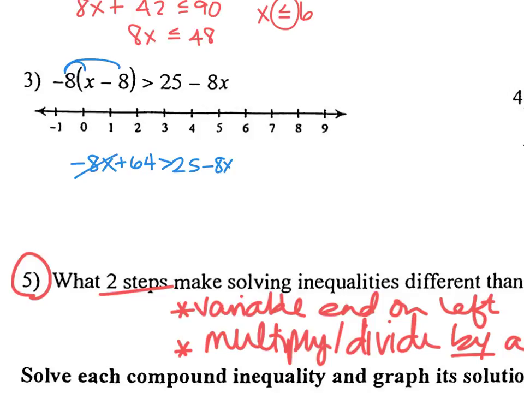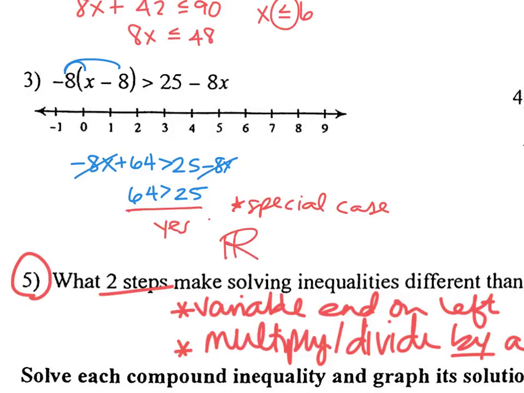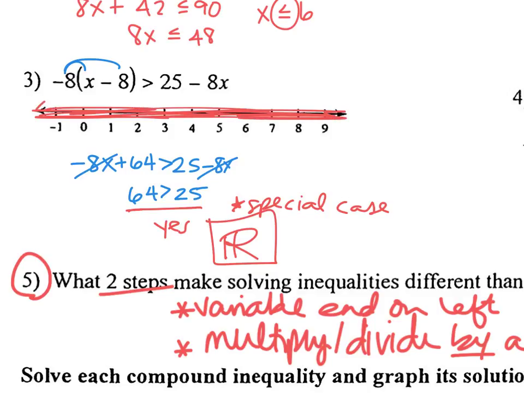If you notice, the negative 8x's are going to cancel on both sides, so I'm left with 64 is greater than 25. Remember, anytime the variables go away, that means you're going to have a special case, and so you just need to determine if what is written here is true or false. So is 64 greater than 25? Well, yes it is. That's true. So this is an example of all real numbers. And because it's all real numbers, we're going to shade the entire number line because we want to identify every single number on the number line as a possible solution.